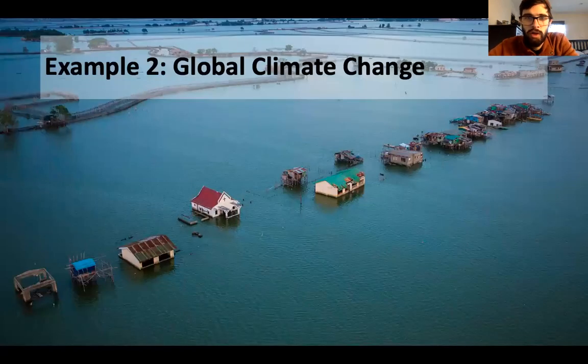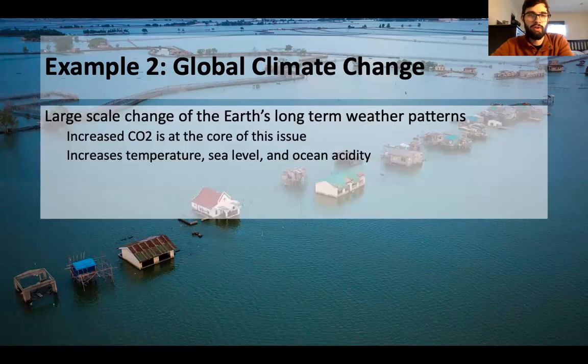The second example I want to talk about is global climate change. This one is, first of all, not connected to the ozone layer. They are two separate things. The hole in the ozone layer and climate change are not the same thing, which is why I've separated them here. But global climate change is connected to much of the global issues that we see environmentally around the world today. First of all, global climate change is just a large-scale change of Earth's long-term weather patterns.